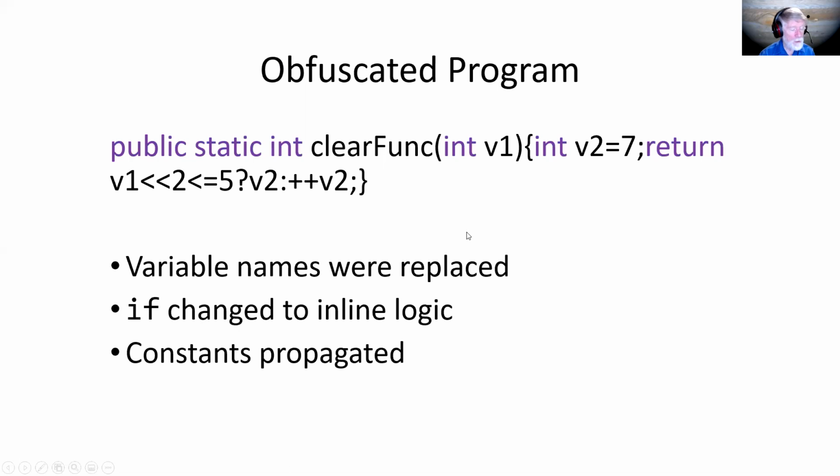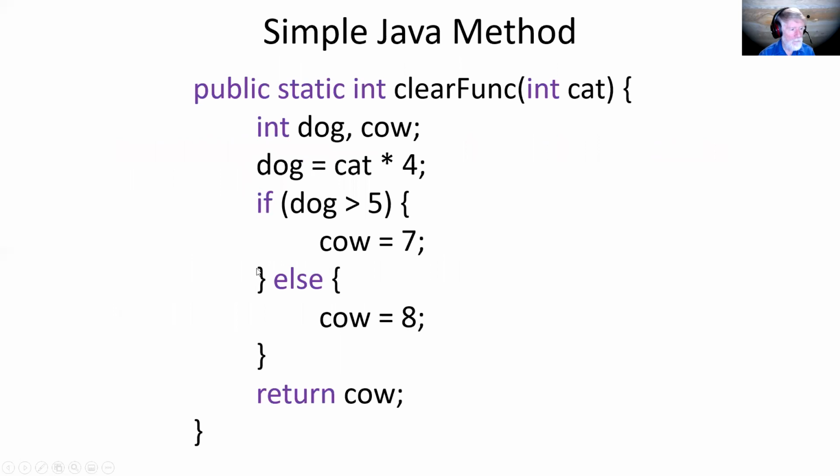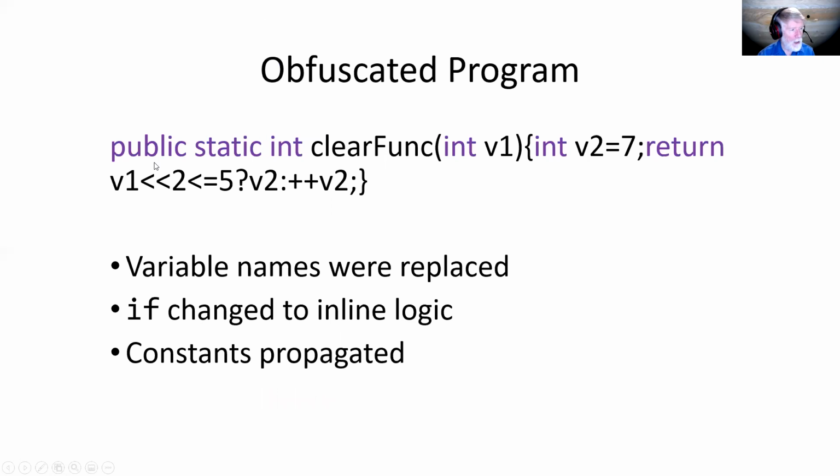We did a little of what we call constant propagation. In other words, we didn't really need that many variables. We got by with fewer variables. And the most favorite thing for obfuscators is whenever you have an if, we have an if-else here, it changes it into the inline logic statement where you have a logical statement followed by a question mark. If this is true, it does this, else it does that. And then it returns that value, which is in the return statement.